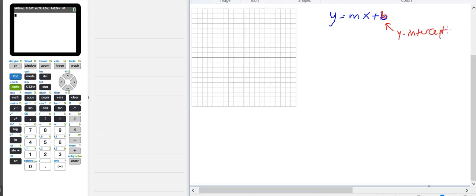So whenever a linear equation is solved for y, we have y on one side of the equation and everything else on the other side. The constant, the number that's not attached to the x, is always going to be our y-intercept. Let's see if that's true.